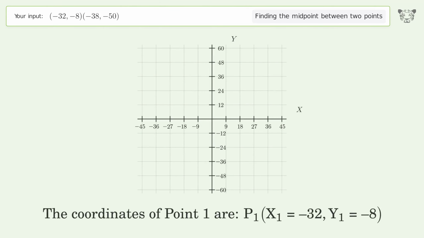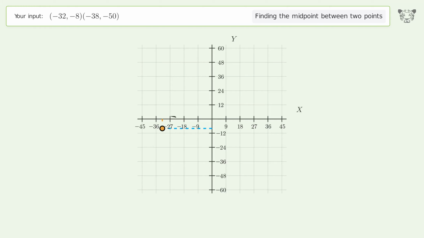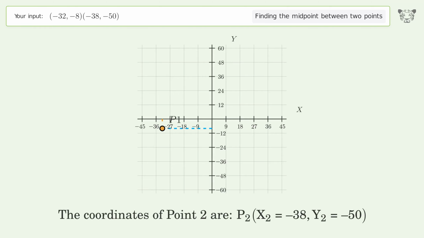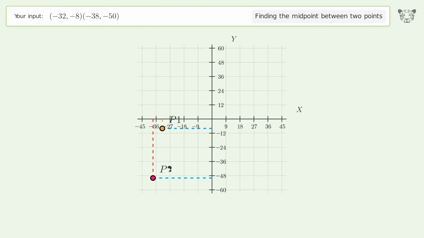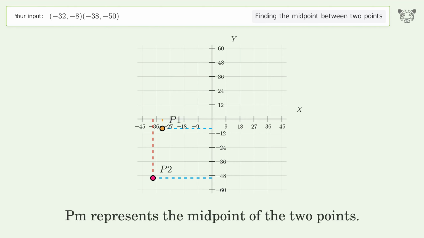The coordinates of point 1 are, x1 equals -32, y1 equals -8. The coordinates of point 2 are, x2 equals -38, y2 equals -50. PM represents the midpoint of the 2 points.